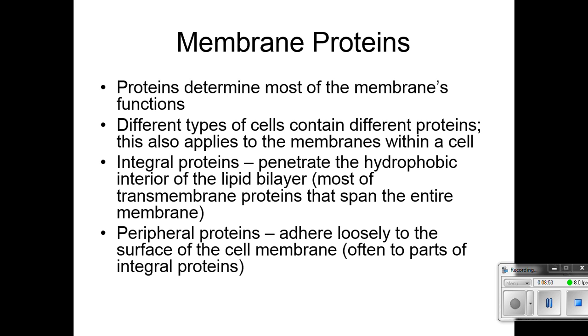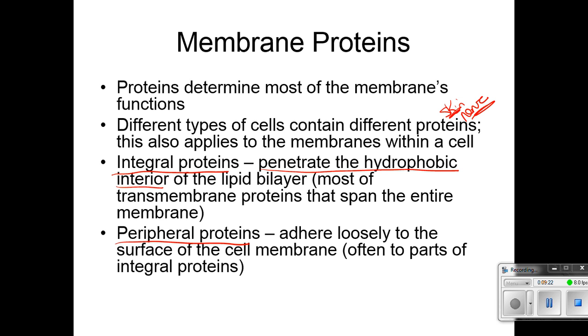Cell membrane proteins. Proteins determine most of the membrane's function. Different types of cells contain different proteins. This also applies to membranes within a cell. So not all cell membranes are the same. Maybe the cell membrane of skin cells is going to be different than the cell membrane of nerve cells because they're doing different things. Integral proteins, which I pointed out before, penetrate the entire hydrophobic interior. They span the entire membrane.